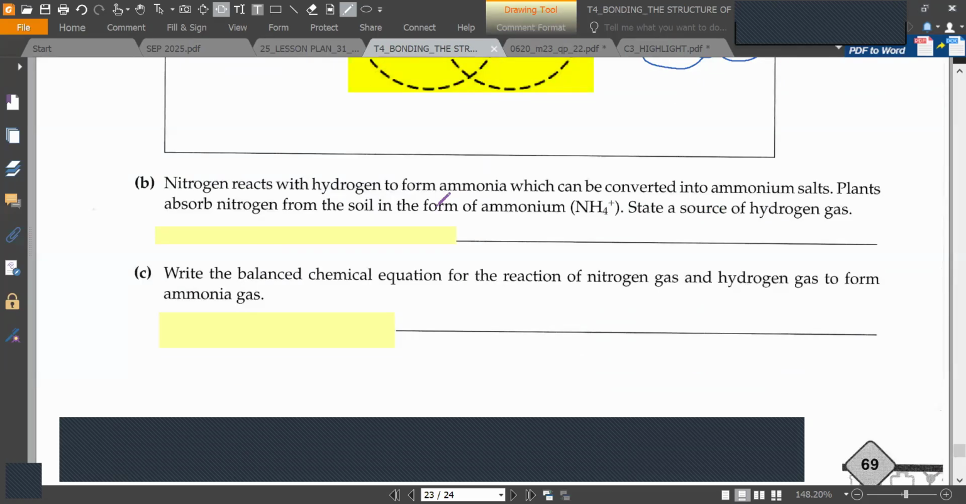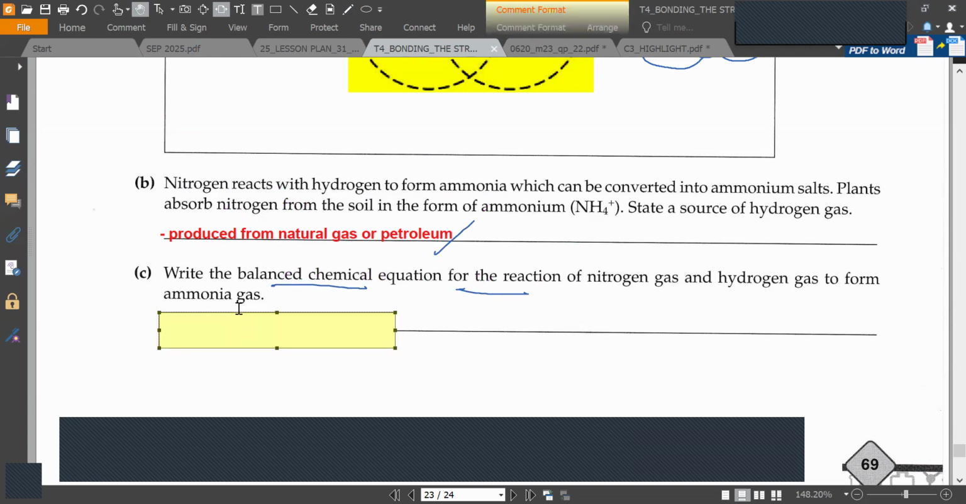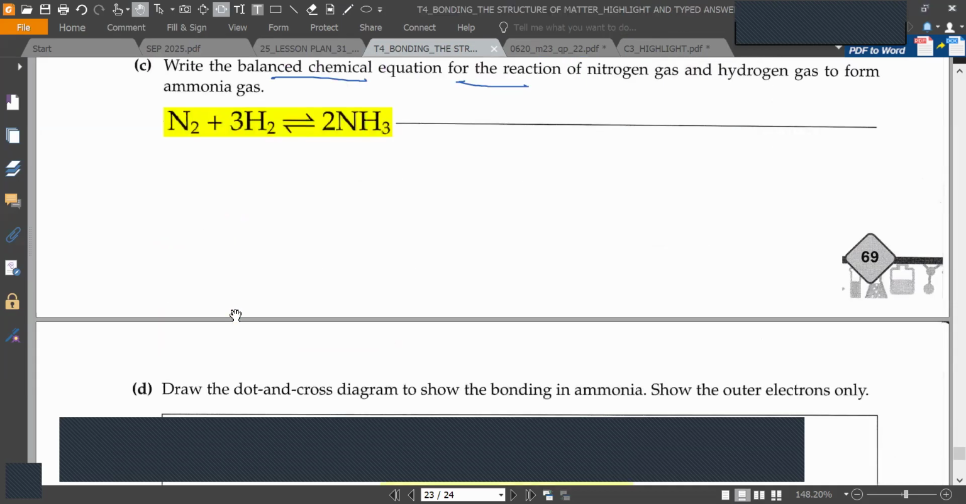Nitrogen reacts with hydrogen to form ammonia. State the source of hydrogen gas. I'm just going to go a bit quick. Get it from natural gas and petroleum. Balance the chemical equation, nitrogen gas and hydrogen gas. Like this, no problem.